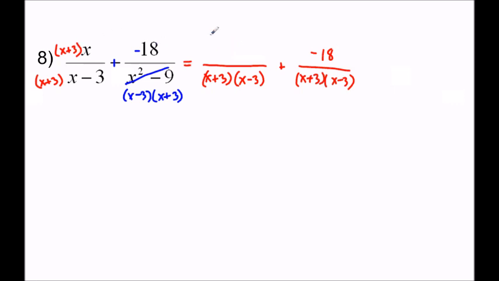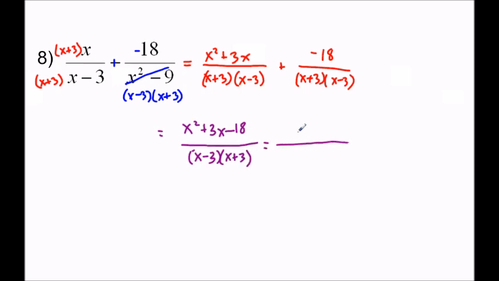So I'm going to distribute this out. So I've got x squared plus 3x. Okay. That looks like it can be added, and there's no like terms up in the numerator, but I'm guessing we can probably factor it. x squared plus 3x minus 18 all over x minus 3, x plus 3.